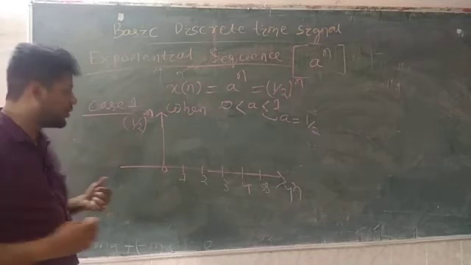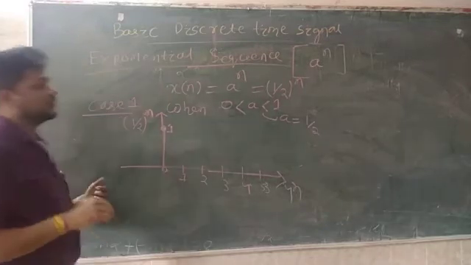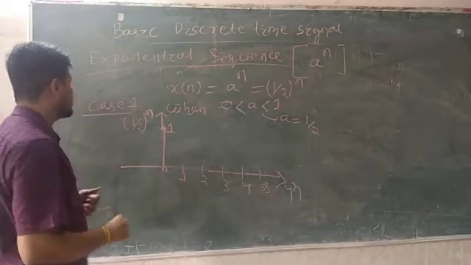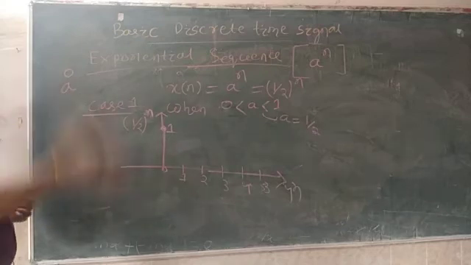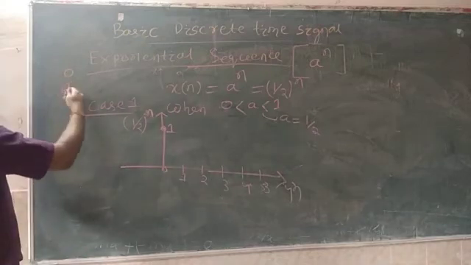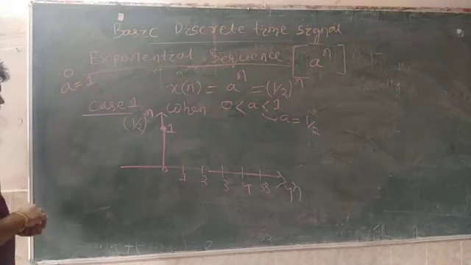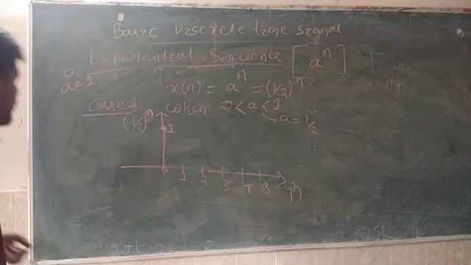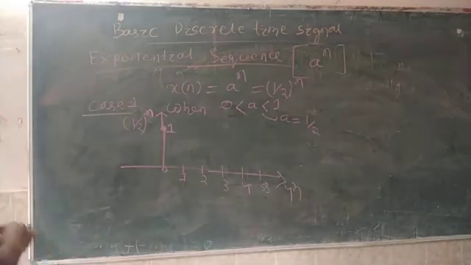Anything to the power 0 always gives you the value 1. So always remember this: a to the power 0, where a can be anything, always gives you 1. You have to remember this key point: something to the power 0 is always 1. We have already studied this in 10th class, about powers.